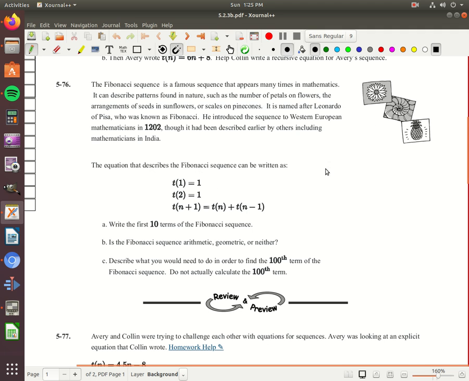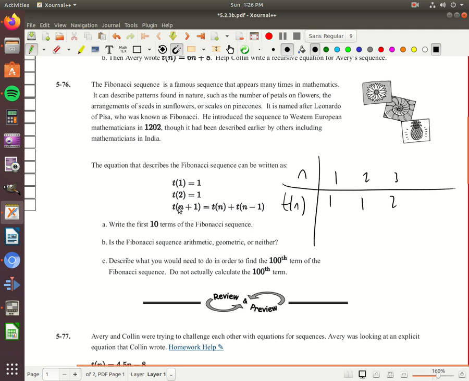The first term is 1. So again, we have n and we have t of n. The first term is 1. The second term is 1. If I want the next term, take the output of the previous term, or of this term, and add it to the previous term. So 1 plus 1 is 2.